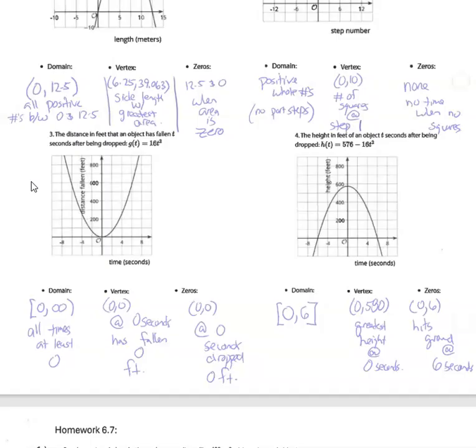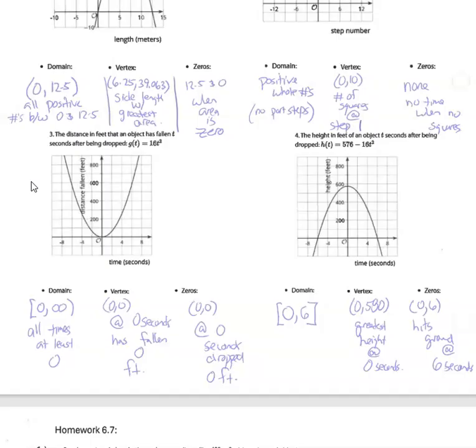Now for this last one, it's talking about the height in feet of an object t seconds after being dropped. The equation is h of t equals 576 minus 16 t squared. That lets me know that the original is going to be at 576 feet high, and then it's dropping and gravity's pulling it down. So on here, what is the domain that makes sense?